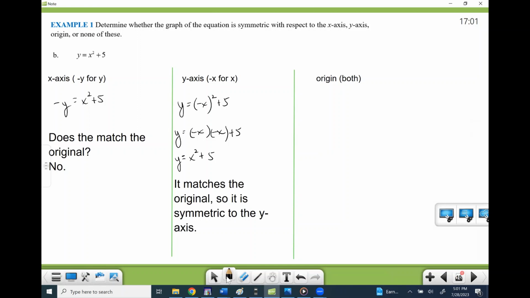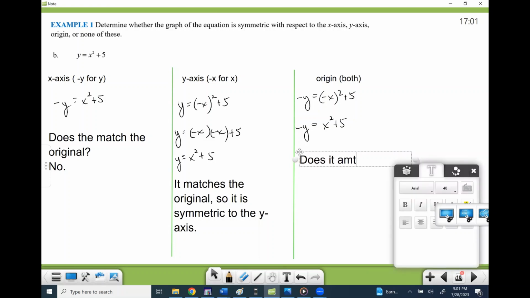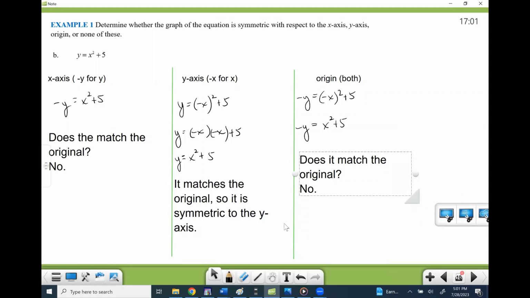Okay, symmetric to the origin, we're going to do both. So we're going to put a negative y for y. We're going to put a negative x for x. And we already know that this becomes x squared plus 5 from the math that we just did. And so the question of the day, does it match the original? Original. Oh my goodness. No. Okay. All right, so we only have symmetry with respect to the y-axis.